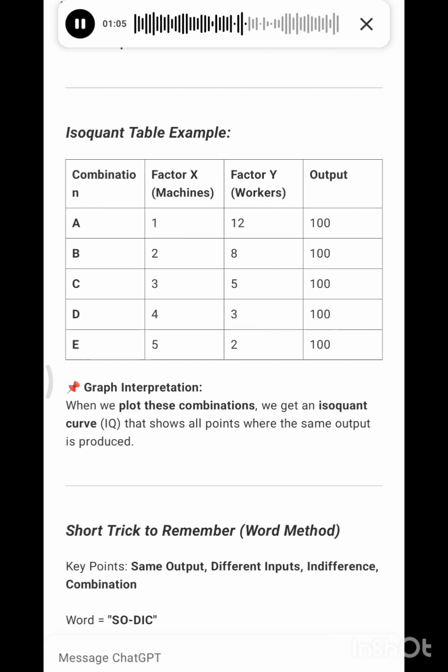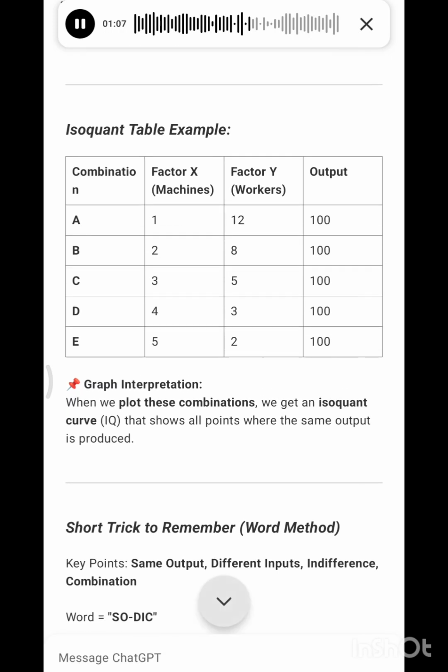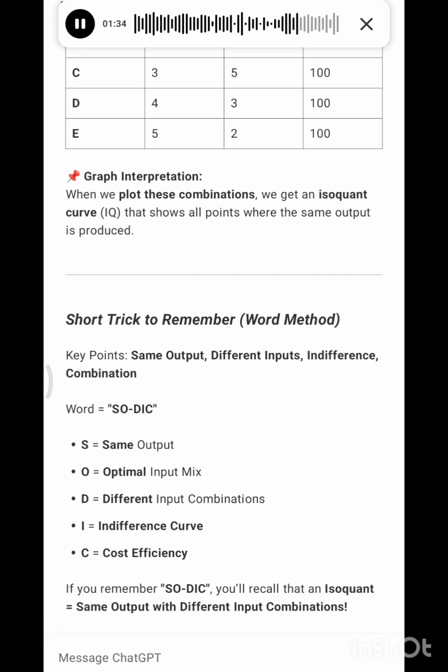Isoquant table example: combination, factor X, factor Y workers, output. A, 1, 12, 100; B, 8, 200; C, 3, 500; D, 4, 3; E, 5, 2. Graph interpretation: when we plot these combinations, we get an isoquant curve IQ that shows all points where the same output is produced. Short trick to remember: word method.